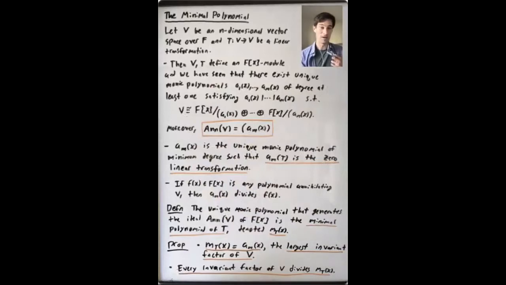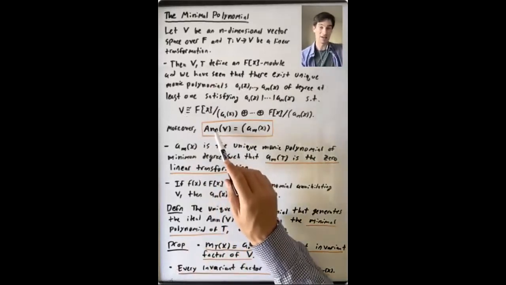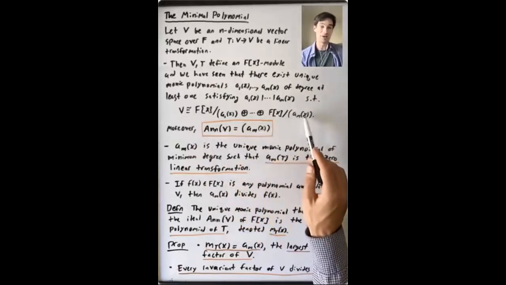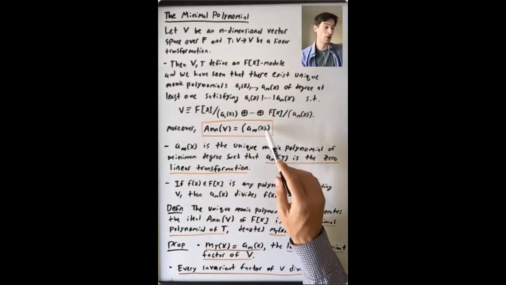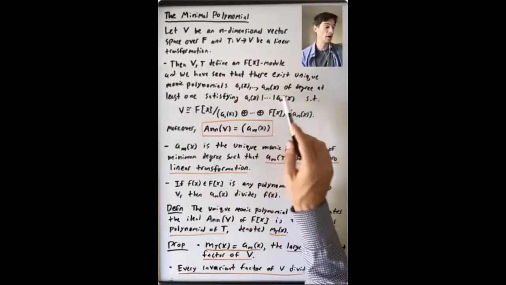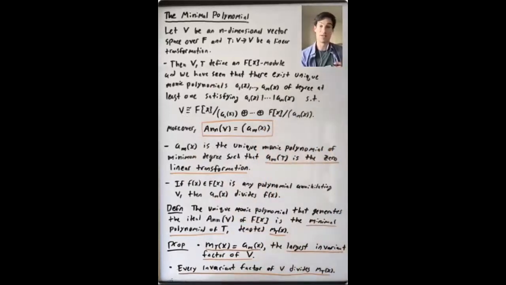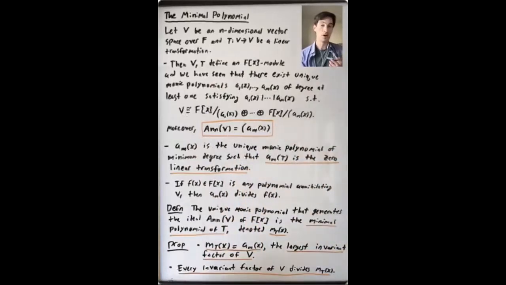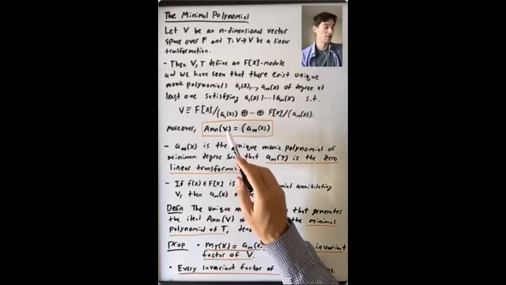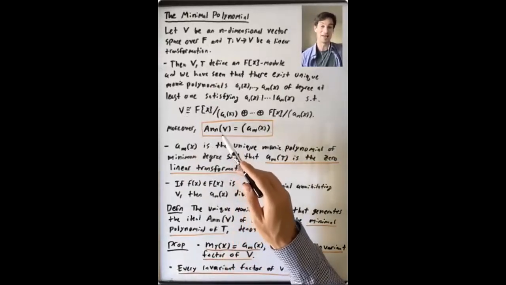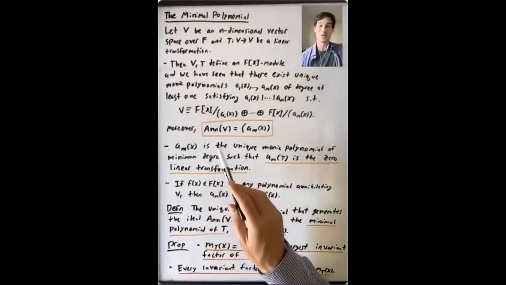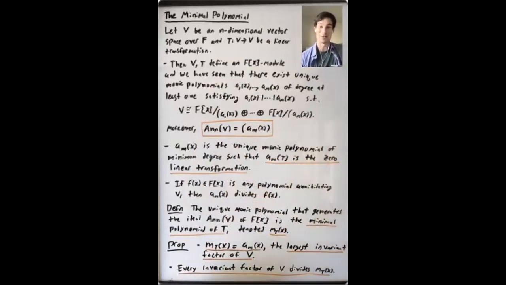And moreover, we know the annihilator of this F[x] module is the ideal generated by am, this largest invariant factor, the one that each of the other invariant factors divides. And this is the part that I want to zoom in on. So what does it mean for something to be in the annihilator of V? Well, remember, how does a polynomial act on V? Everywhere you see an x, you put in the linear transformation T.